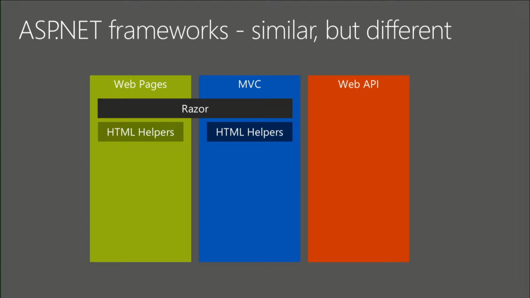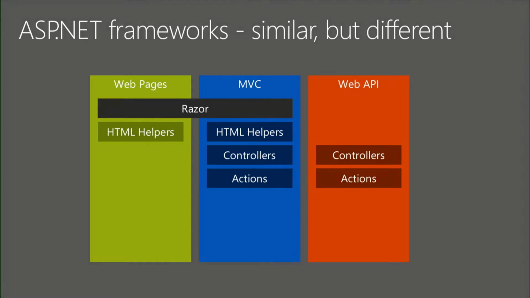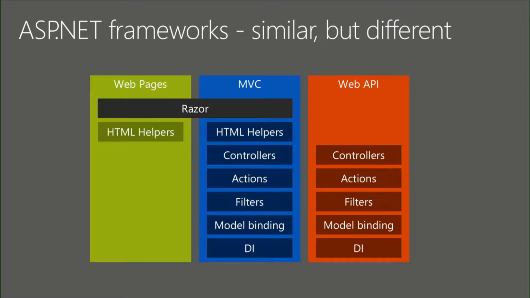MVC and Web API share a lot of concepts. They both have controllers and actions and filters and model binding and DI abstractions, but they actually share no code at all. And there's reasons for that.